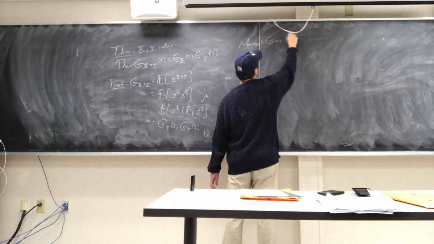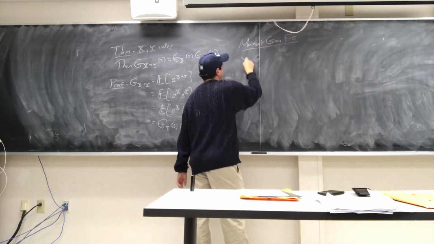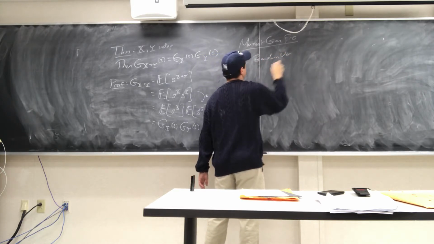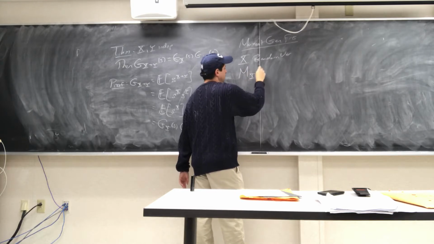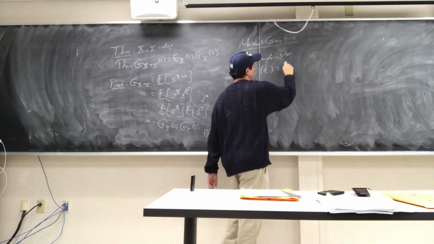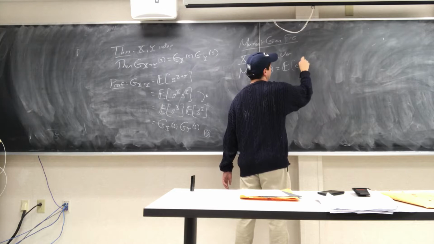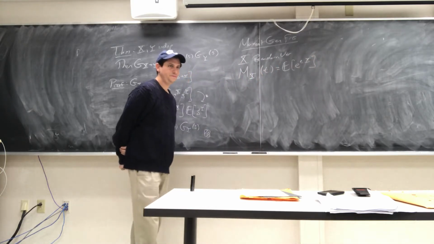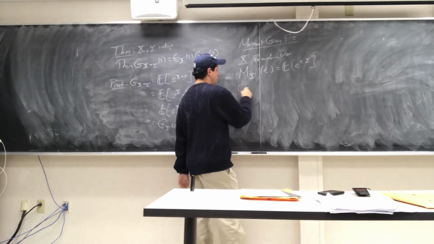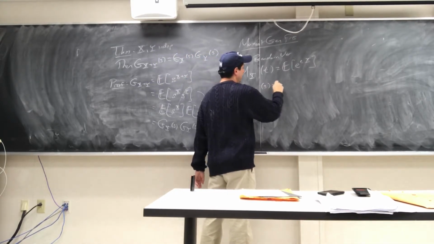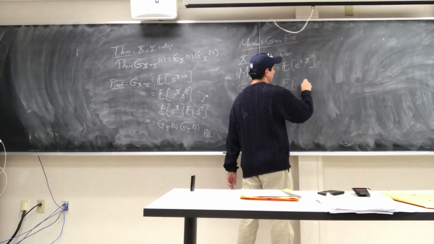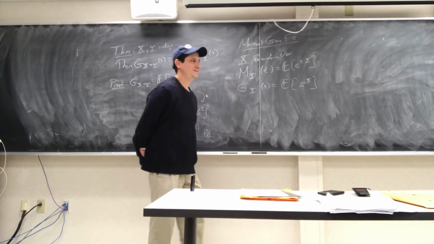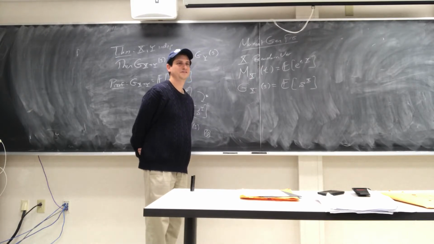Moment generating functions. So x is a random variable. Then the moment generating function of x at t is the expected value of e to the tx. Now, the generating function of x at s is the expected value of s to the x. How are they related?